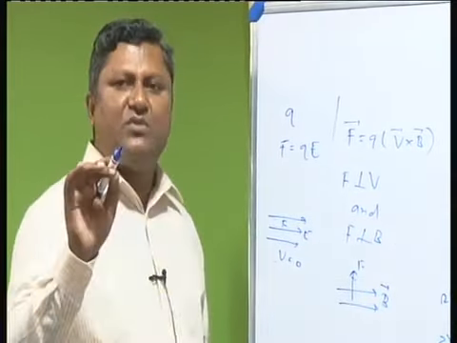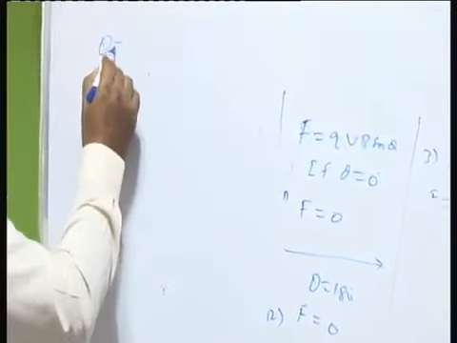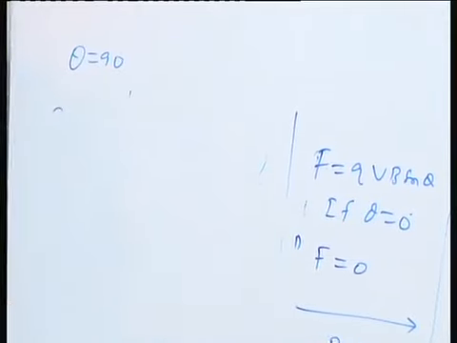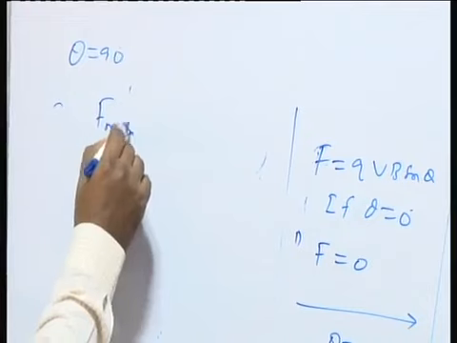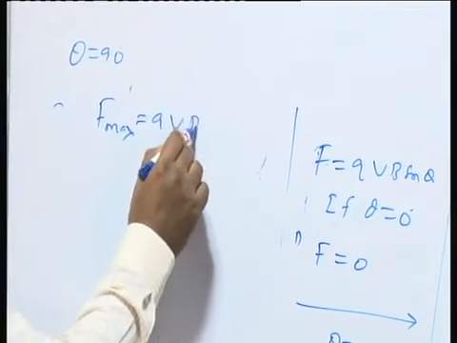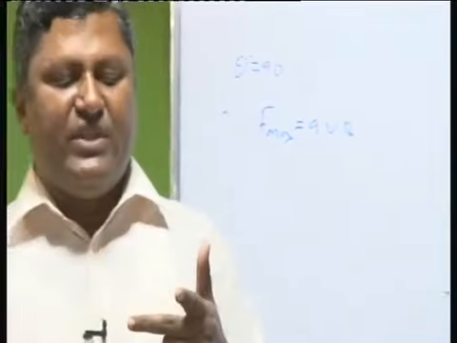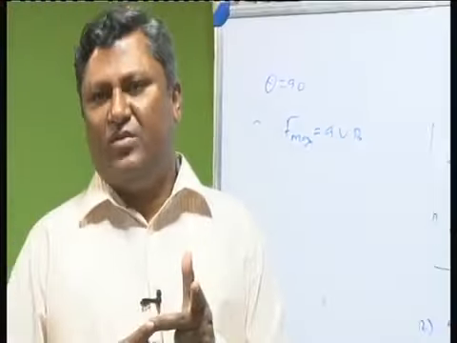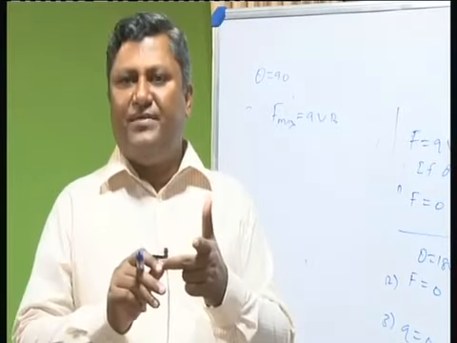One more important case is theta equals 90 degrees. In this case, the charged particle experiences maximum force, which I can write as F maximum equals Q into V into B. If you want to find the direction of the force in this case, you can use Fleming's left hand rule. If it is not equal to 90 degrees, use the cross product rule, but when it is equal to 90 degrees you can use Fleming's left hand rule.